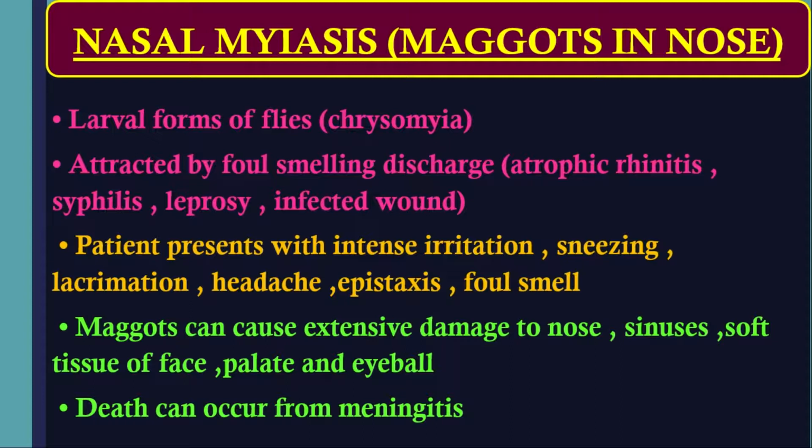Now, nasal myiasis, or maggots in the nose. These maggots are larval forms of flies, Chrysomyia, attracted by foul-smelling discharge, which occurs sometimes in adults as well, like atrophic rhinitis or encephalitic patients or leprotic patients or an infected wound in the nasal cavity.